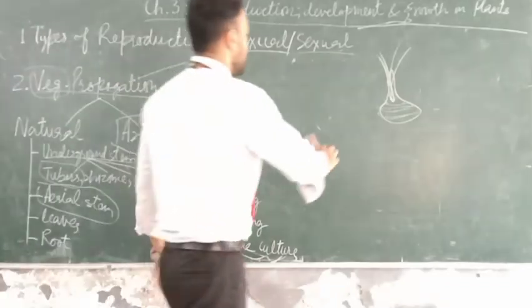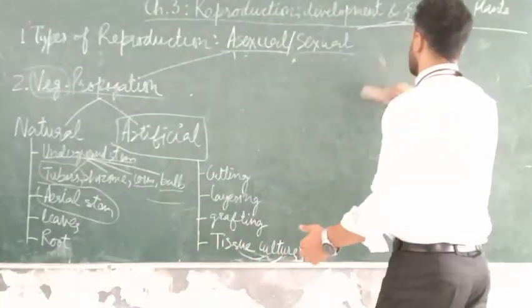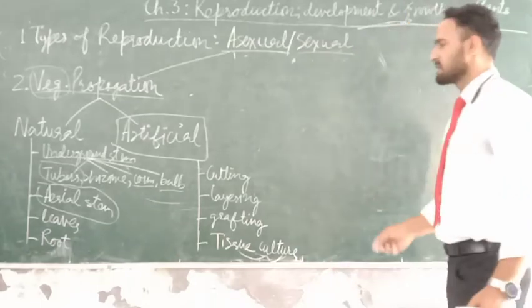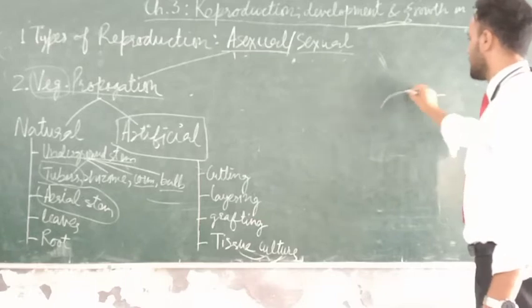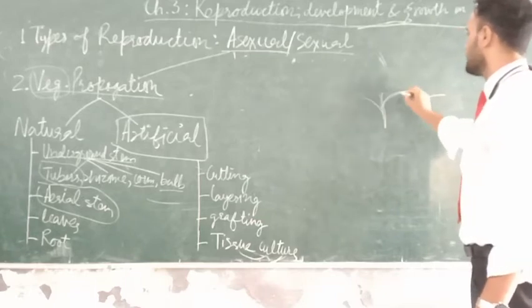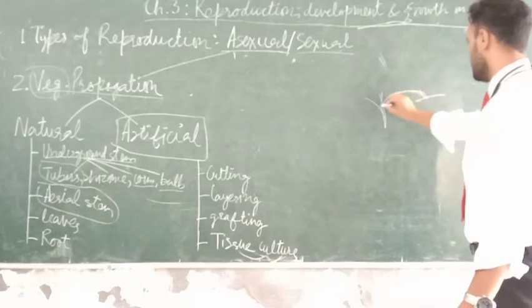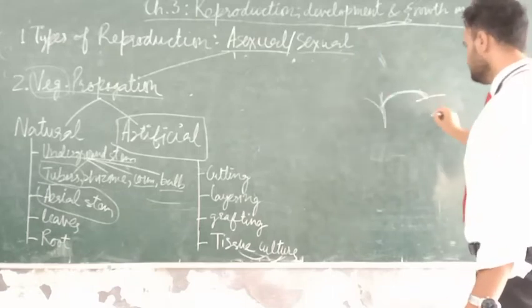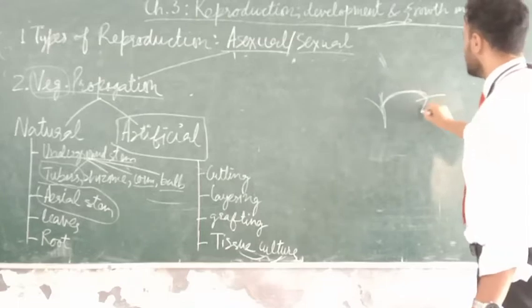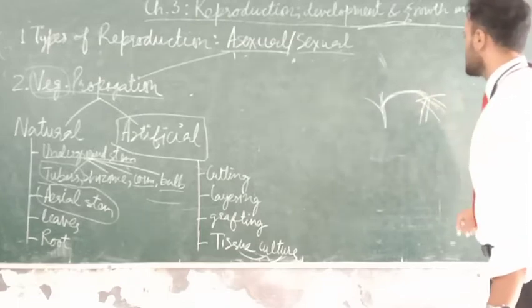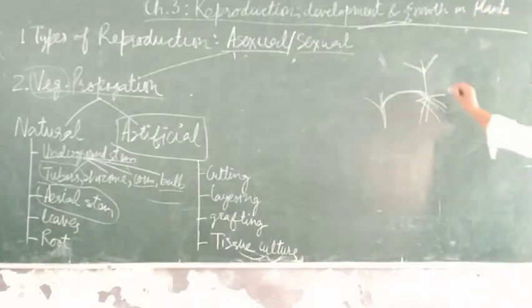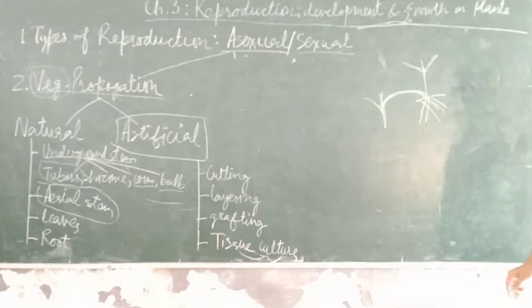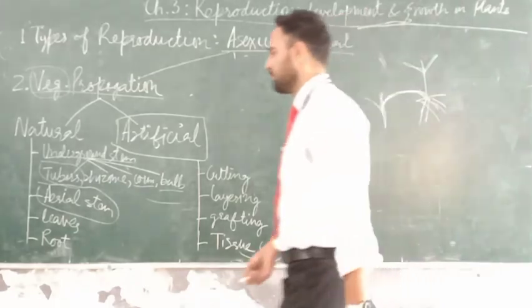Aerial stem. In some plants, like strawberry, the aerial branch grows horizontally, and when it touches the soil, it produces new roots here, and a new strawberry plant arises here. So this is the example of aerial stem, natural vegetative propagation, and the example is strawberry.